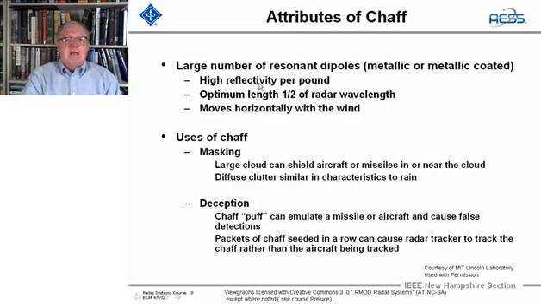And they have a high reflectivity per pound. Resonant dipoles do. And the optimum length is a half of a radar wavelength. And what you do is you'd have a case with them, and you'd drop them out and disperse them in the wind. And they move horizontally with the wind.